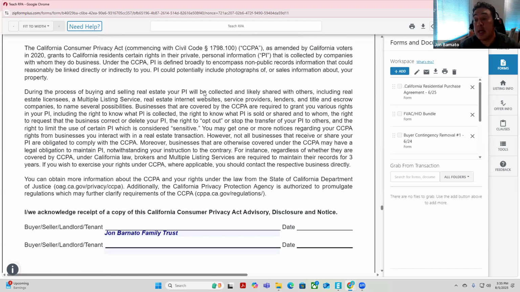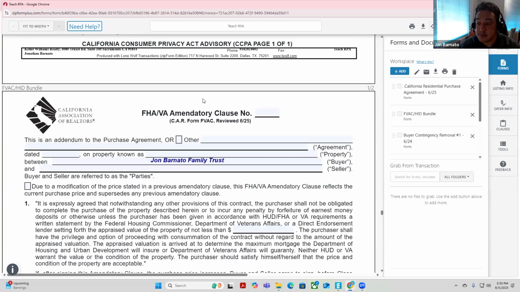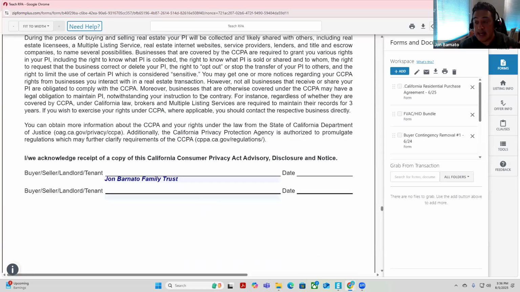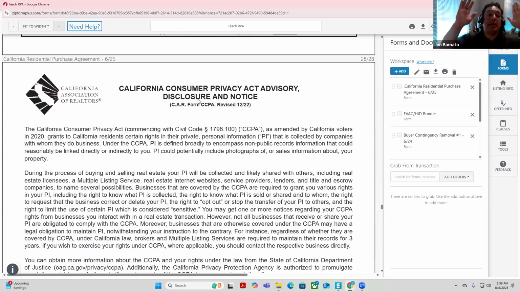And this disclosure says, buyer, just in case you wanted to know, I'm liable for a breach of data. If you have a breach of data and it's my fault, this is what this form says. So, FYI. Any questions? That is the last of the standard forms on this contract.